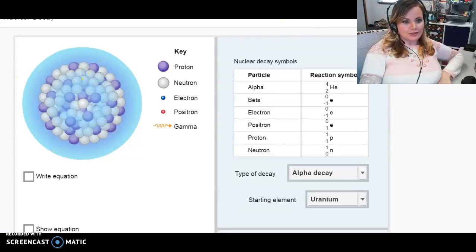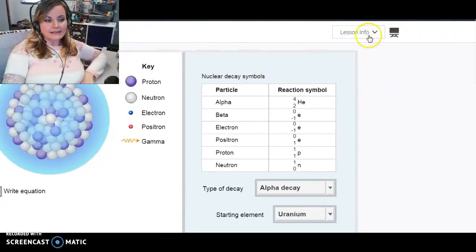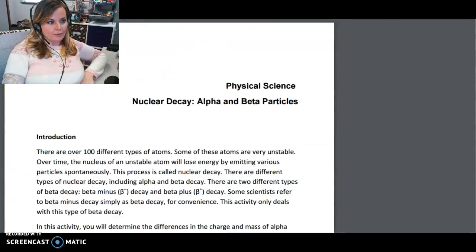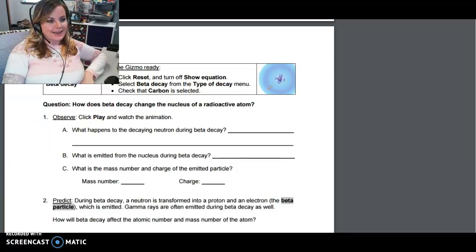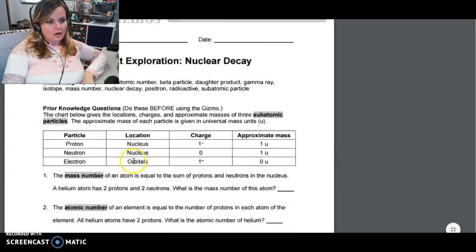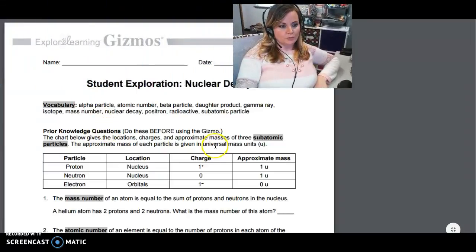And the other thing you're going to need here is you're going to need to go up to where it says lesson info, because that's going to give you the link for the student exploration sheet. And when I open the student exploration sheet, nope, not again, that's wrong. This is the one that comes up. So this is all the directions. This is what you're going to need to do for this portfolio.